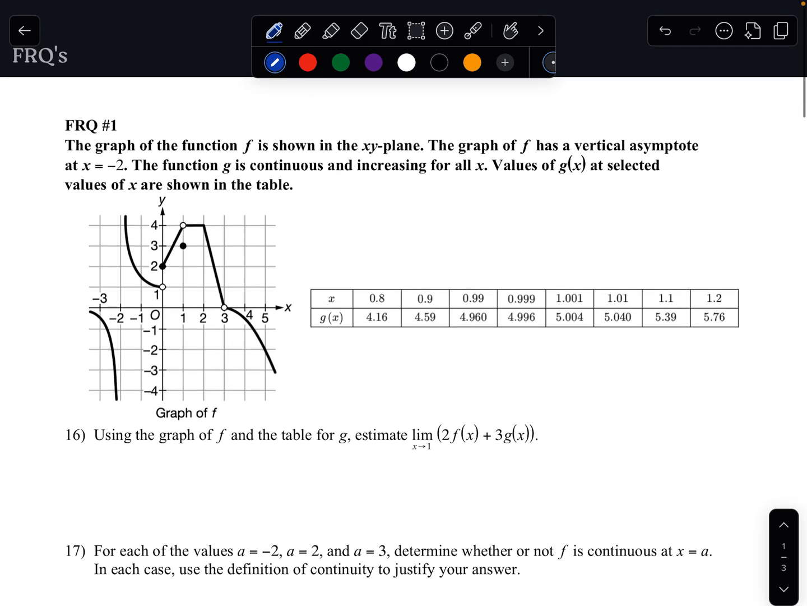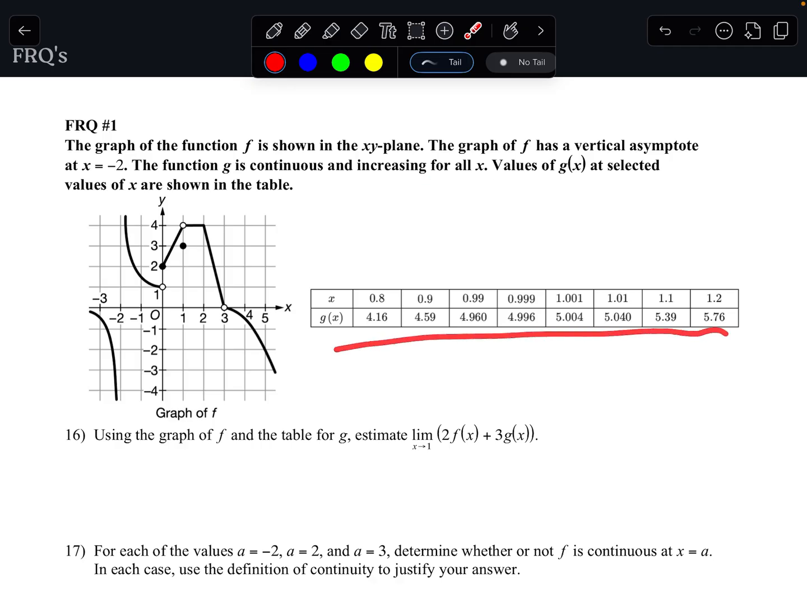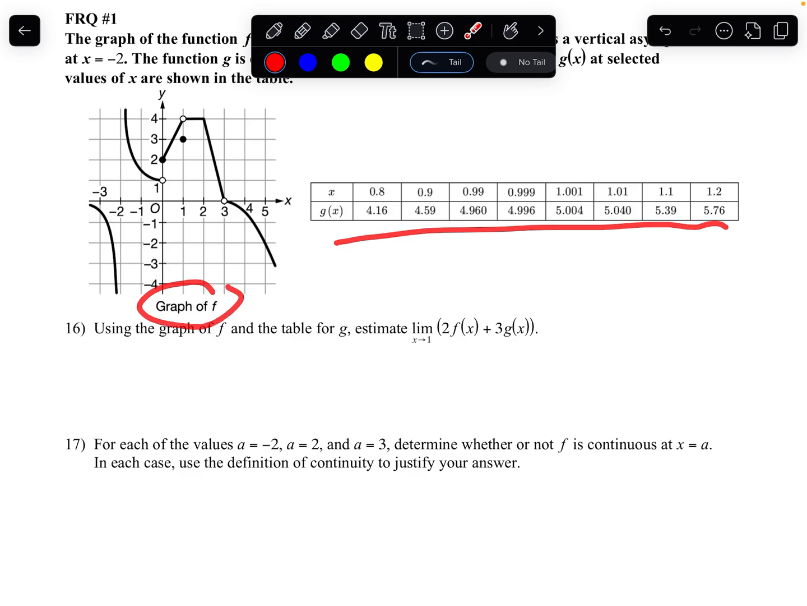So for the first FRQ, we have a graph of the function f in the xy plane. The graph of f has a vertical asymptote at x equals -2. The function g is continuous and increasing for all x. Values of g at select values of x are shown in the table. So we got f and we have g. Use the graph of f and the table for g. Estimate the limit as x approaches 1 of this expression.